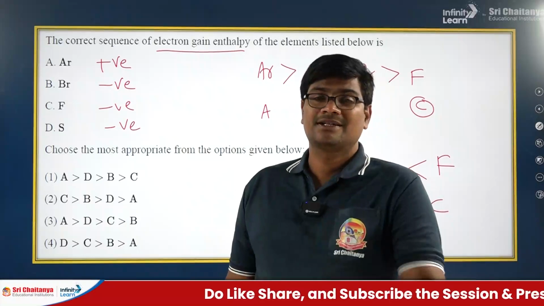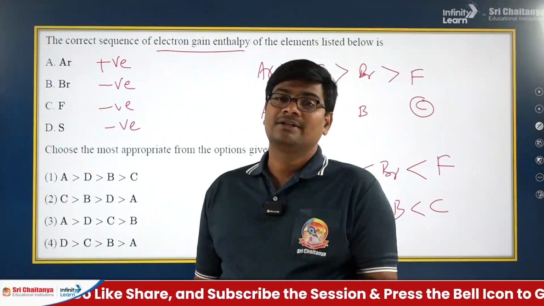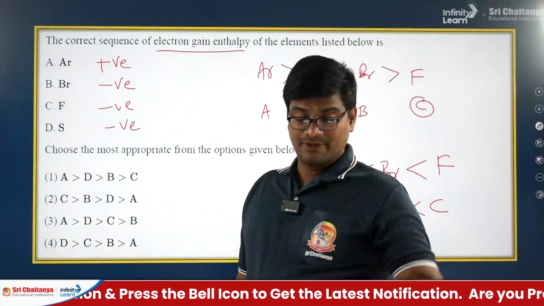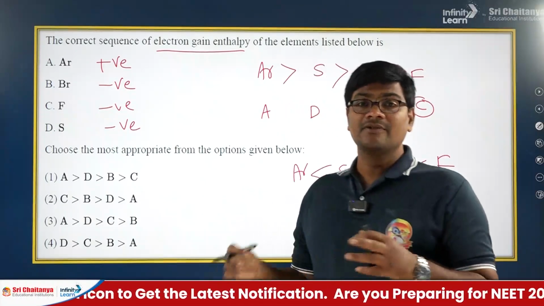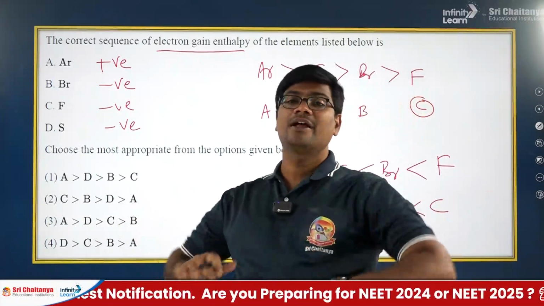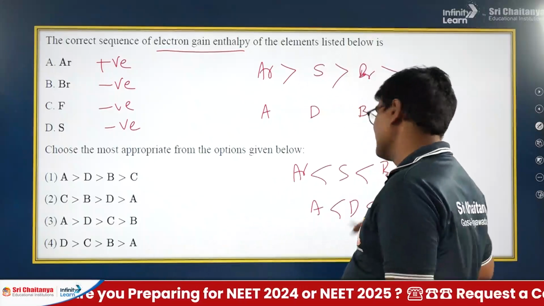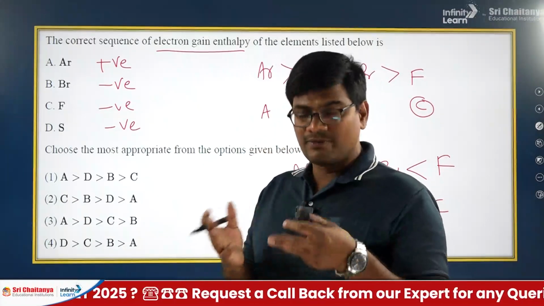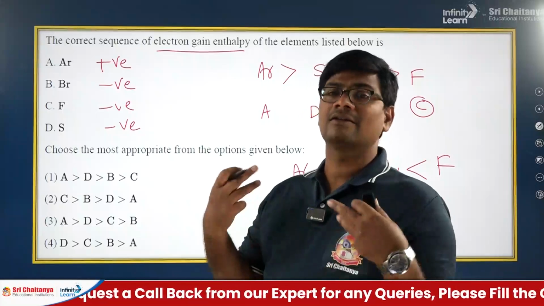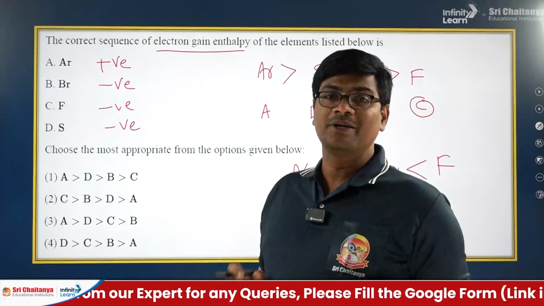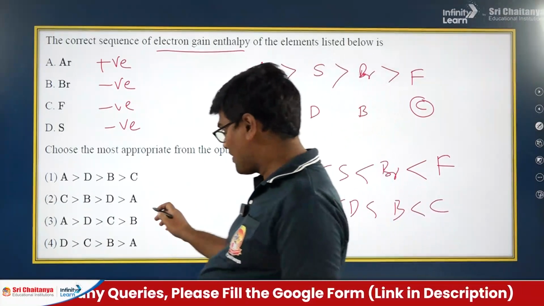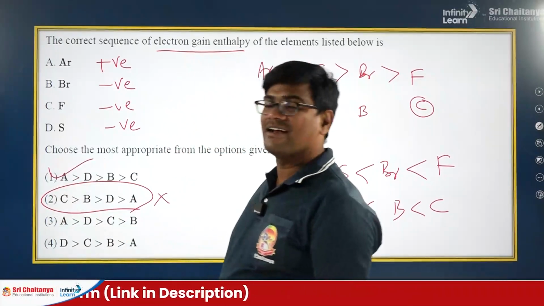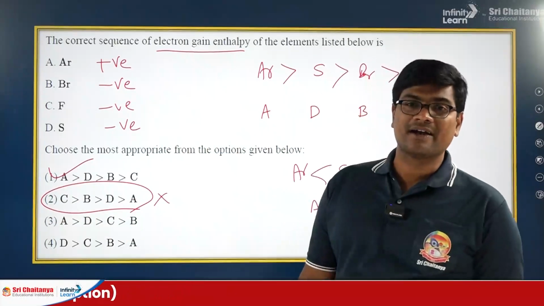But they don't ask electron affinity. They have asked electron gain enthalpy with sign, sorry, extremely sorry. So with sign we need to count. If they mention negative, then no problem. Same trend we are going to get. Fluorine has the more negative value. Then bromine, then sulfur, then argon. So be careful with that. So there is another option also. So this is not correct actually. The correct answer is A greater than D greater than B greater than C.